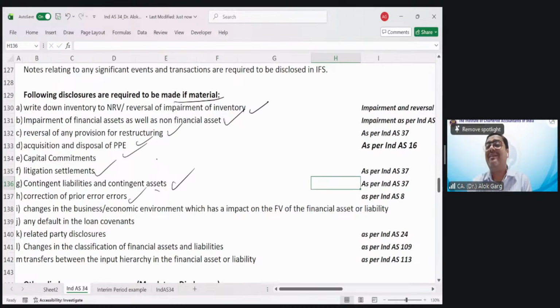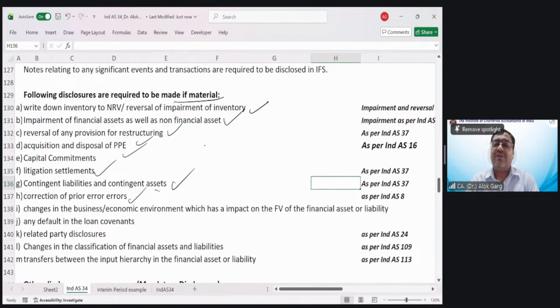Correction of prior period error. Sir, in the current quarter, we were able to know that this error pertains to the last quarter. Right? Saminathan, litigation settlement means your contingent liability has come to an end. Contingent liability means the case is undergoing or the case has started. The dispute is undergoing or has started. But settlement means the dispute has come to an end. Okay, right?